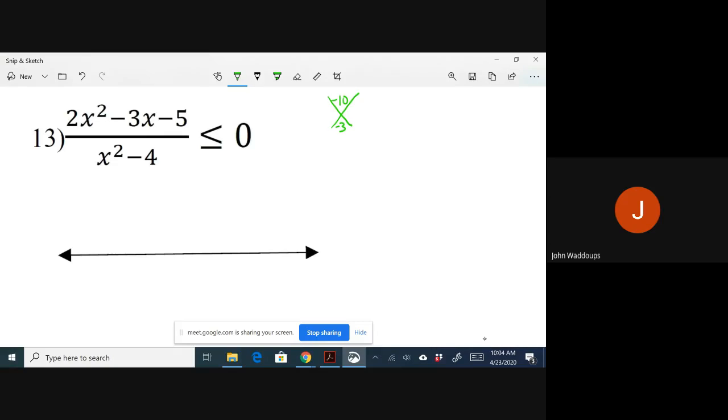Now, since the negative 10 is negative, that means one of the numbers is going to be positive and the other is going to be negative. So I think the numbers are 5 and 2. And since the negative 3 is negative, I think the negative is going to be on the 5. So negative 5 plus 2 would be negative 3. Negative 5 times 2 would be negative 10. So at this point, we go to our box.